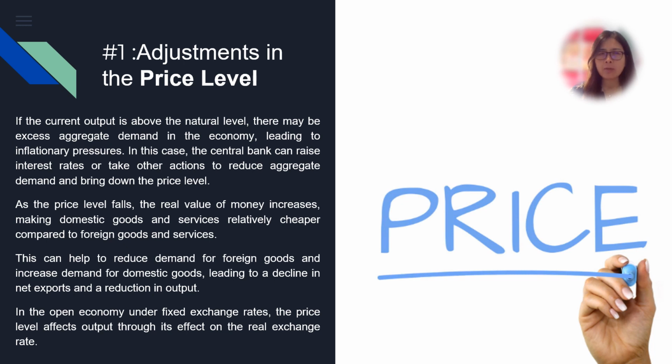As the price level falls, the real value of money increases, making domestic goods and services relatively cheaper compared to foreign goods and services. This can help to reduce demand for foreign goods and increase demand for domestic goods, leading to a decline in net export and a reduction in output. In the open economy under fixed exchange rate, the price level affects output through its effect on the real exchange rate.